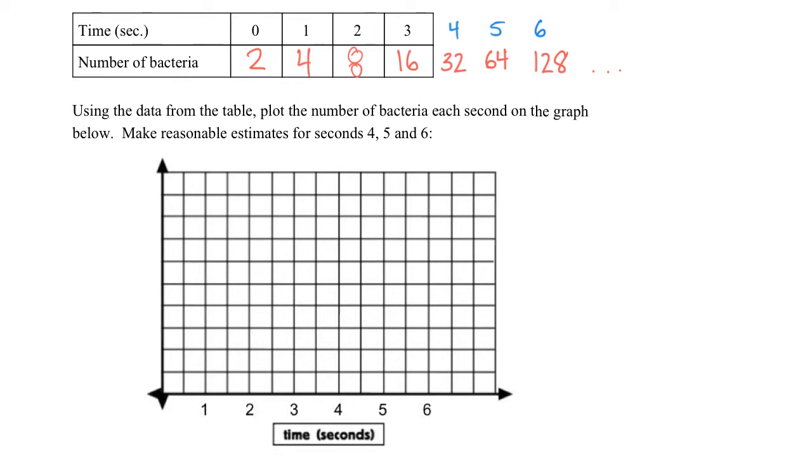So the first thing that we need to do is create our scales. Our scales on the bottom have been created already. On the y-axis, we're going to have number of bacteria.